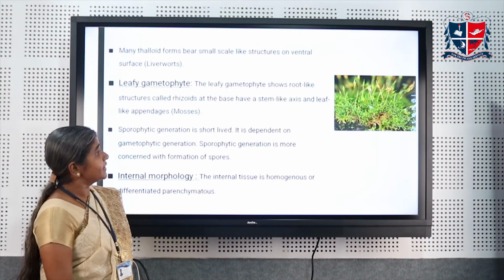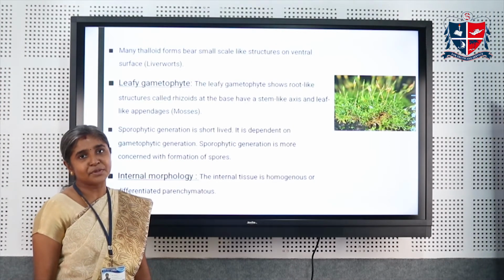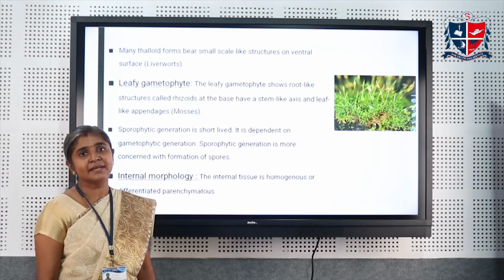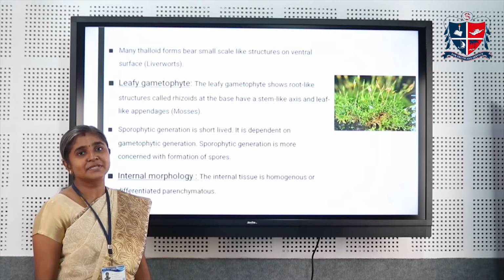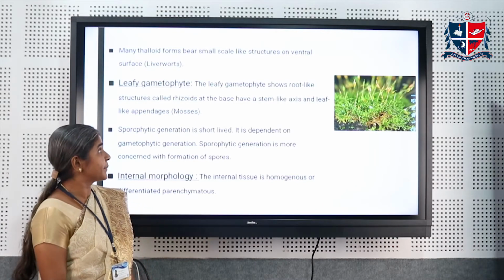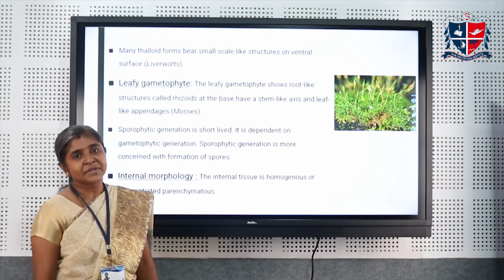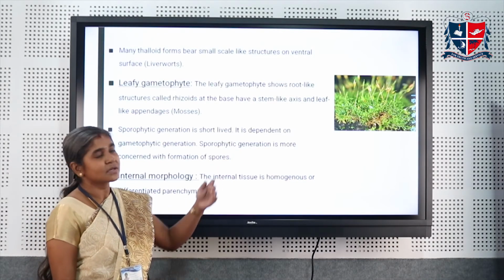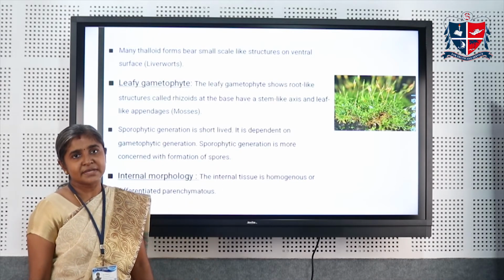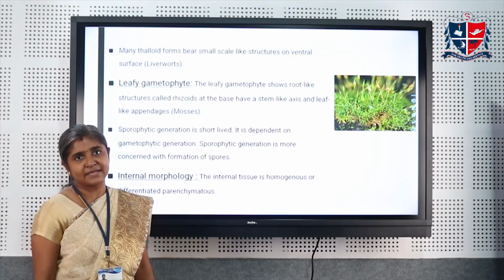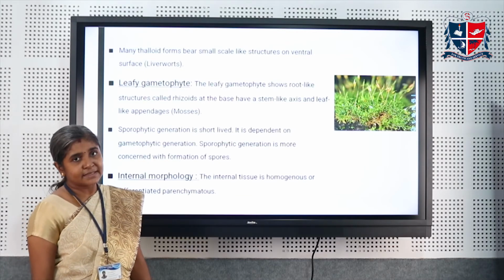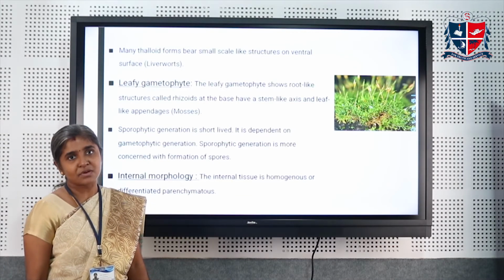Now, coming to the leafy gametophyte, the leafy gametophyte shows a linear, vertical axis, and at the base of which can be seen rhizoids which help in attachment and absorption. This stem-like axis bears green leafy appendages as can be seen in this image, and these appendages give a leaf-like, leafy appearance. This category is generally referred to as mosses.